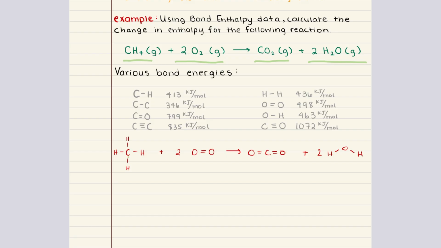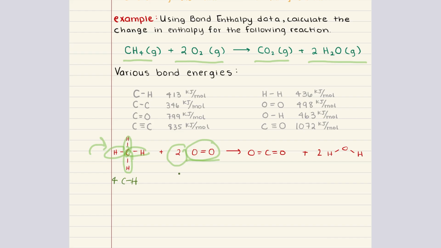First, in methane, CH4, this is what it looks like. We have 4 carbon-hydrogen bonds. And then we also have oxygen gas. Oxygen gas has a double bond. So for 2 oxygen gas molecules, we have 2 oxygen double bonds. So on the reactant side, we're breaking 4 carbon-hydrogen bonds. This is really important.